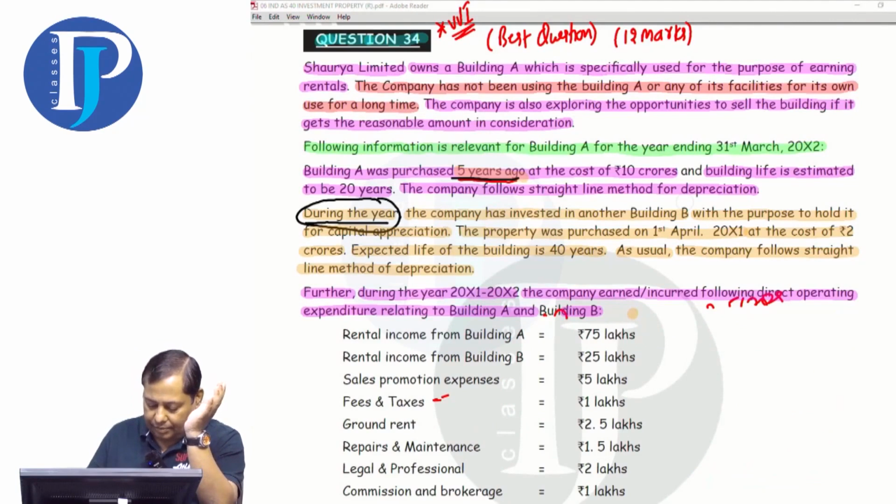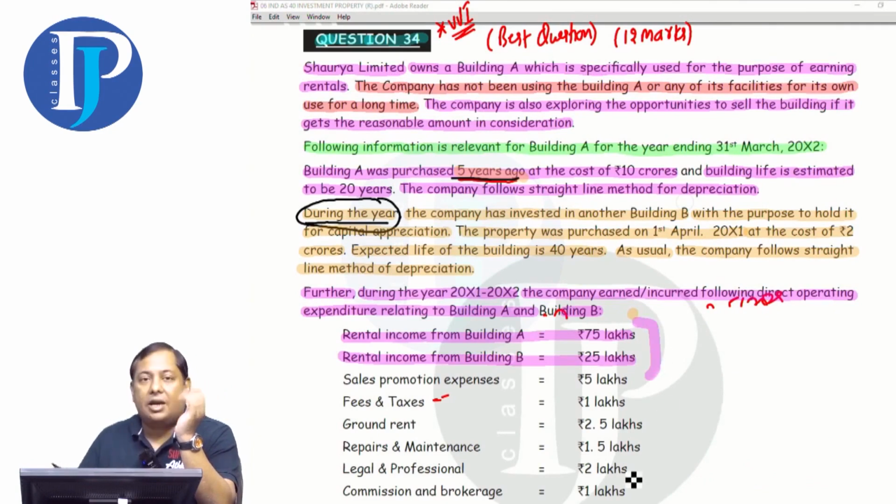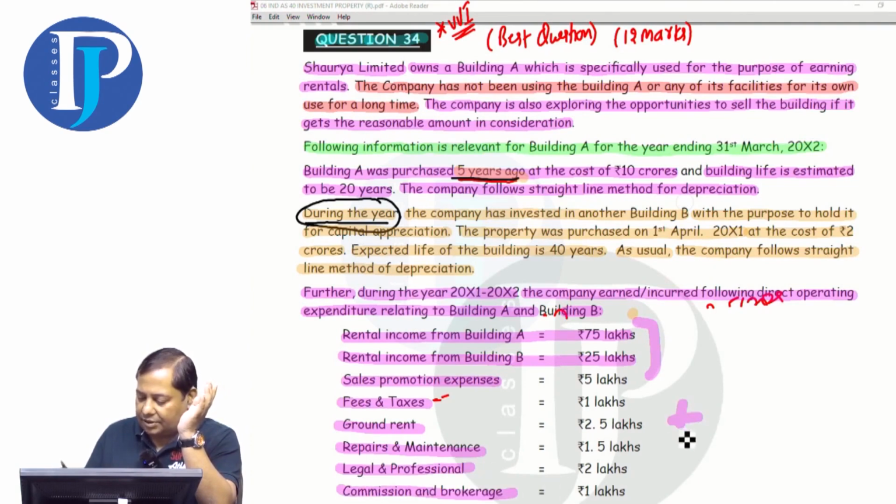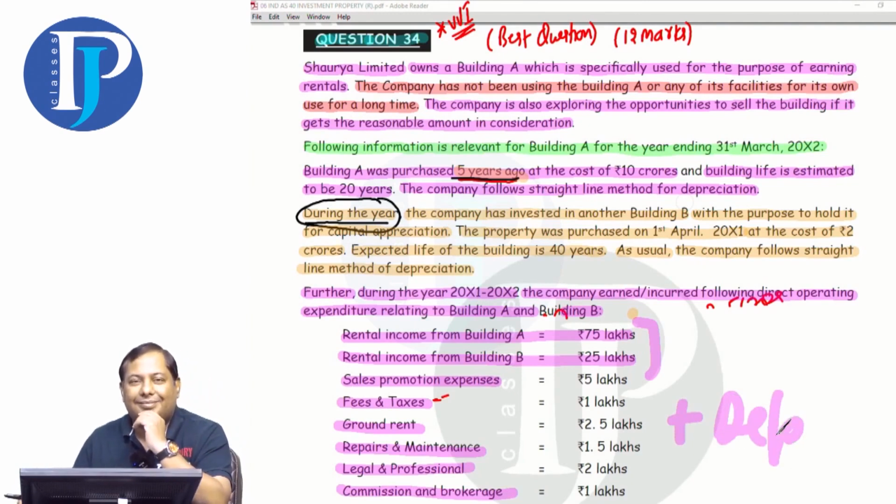Look here. Rental. Sum of these two is 1 crore. This becomes our income. Promotional expenses is an expense. Fees, taxes, ground rent and repairs, all of these fall under the expenses. Legal, professional and commission are included in expenses. Plus, we have depreciation of property, which is also an expense. After all these deductions, you will get to know what is your net profit.